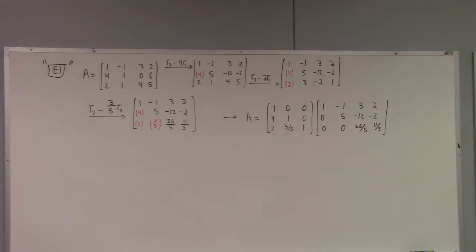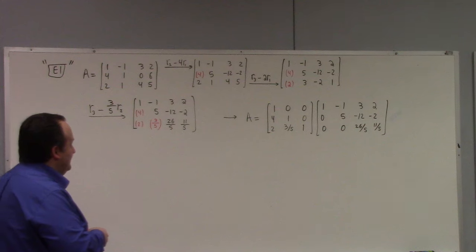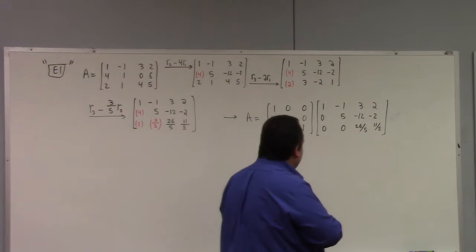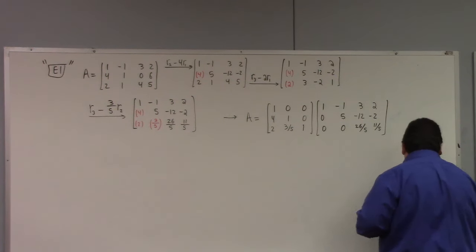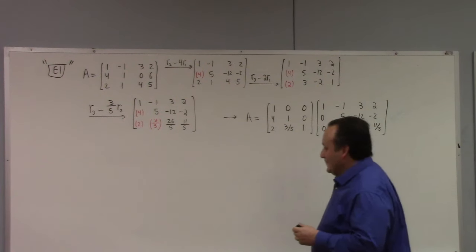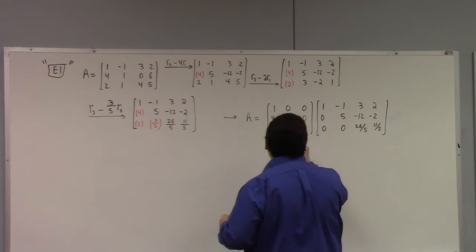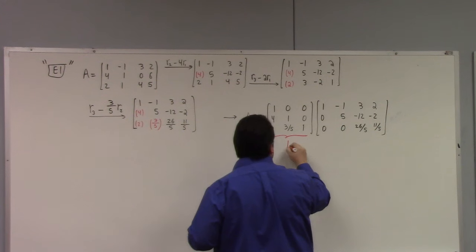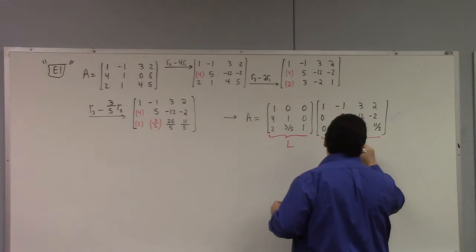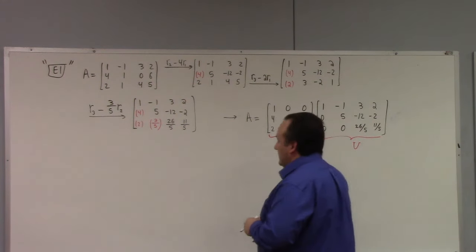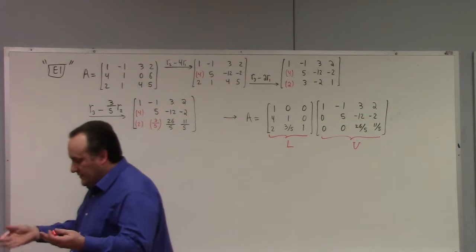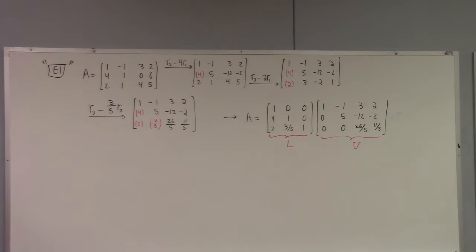And you can check me on it. Try multiplying those matrices. You'll like it. Good matrix multiplication. This is what we could call a lower triangular matrix, and this is what we can call an upper triangular matrix. This is the LU decomposition.